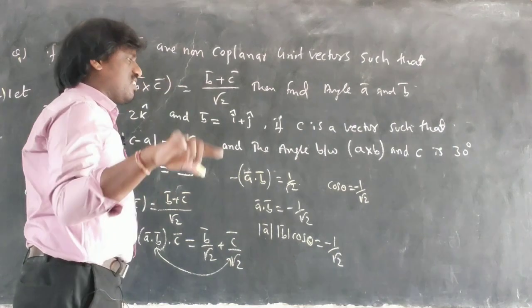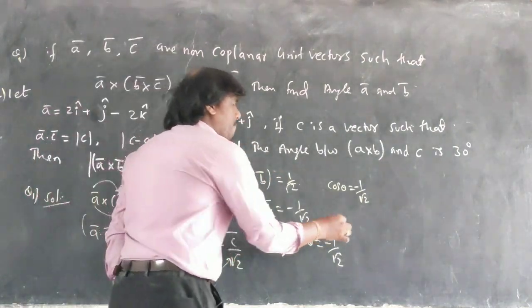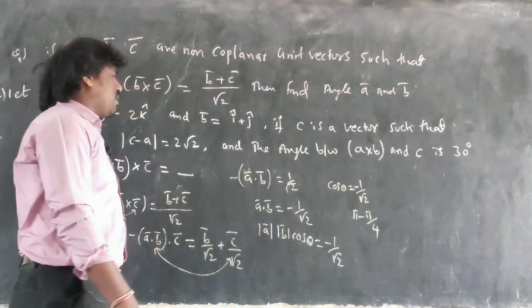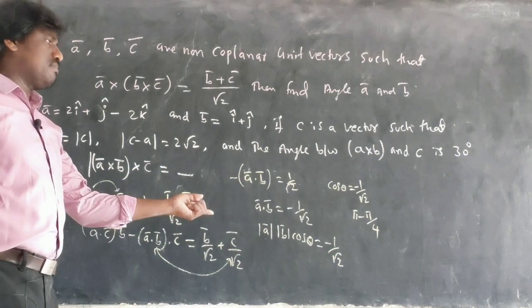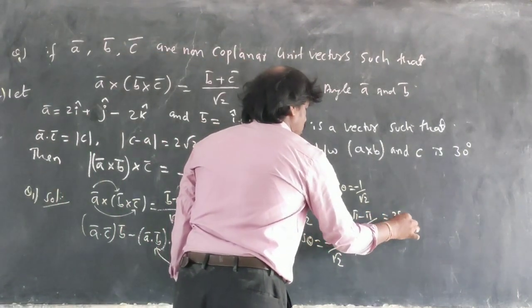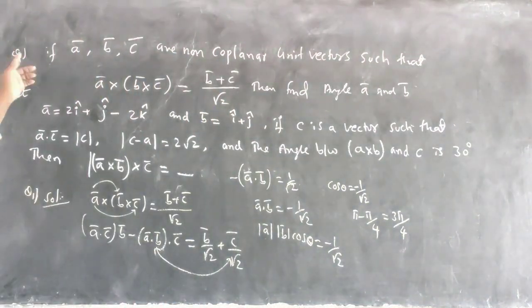1 by root 2 means 45 degrees. This is a negative value, so the angle is in the second quadrant. So it is pi minus pi by 4. Correct? Pi by 4, so pi minus pi by 4 will be 3 pi by 4 as your answer. The angle between them is 3 pi by 4. That is the answer of the first question.